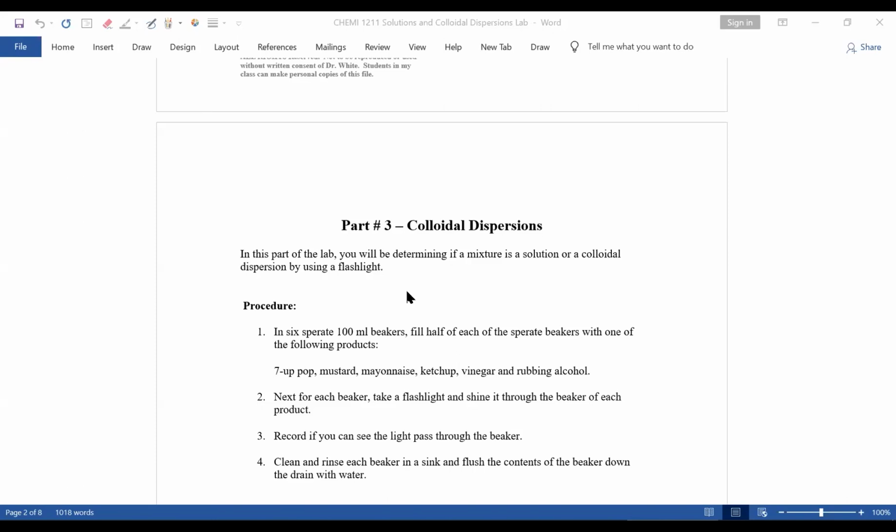And you're going to find out by putting each beaker about half full of each one of these, then taking a flashlight and shining it, just like this. Take your flashlight, hold it to the beaker, and see whether it shines through or not.